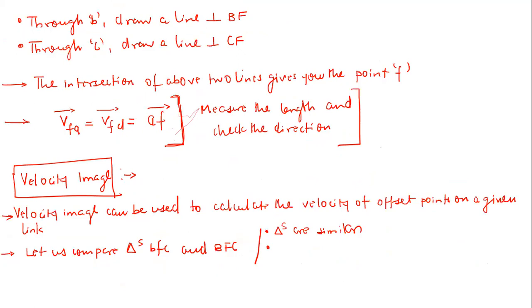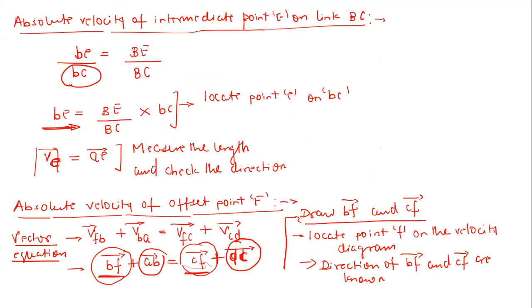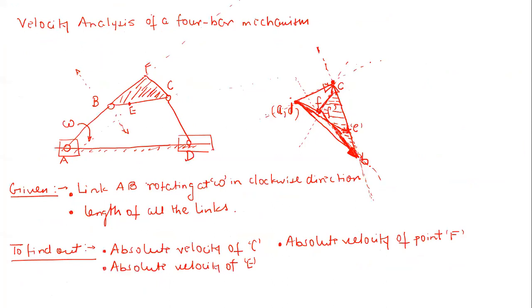Then again, is there any other important or remarkable thing which you can observe here? If you remember what we did to locate this point F, we drew a line perpendicular to BF, then we drew a line perpendicular to CF. This is the thing which we did. So just think about it. Is there any remarkable observation which you can spot for these two triangles? First, these two triangles are similar.